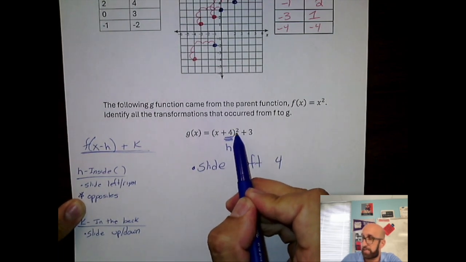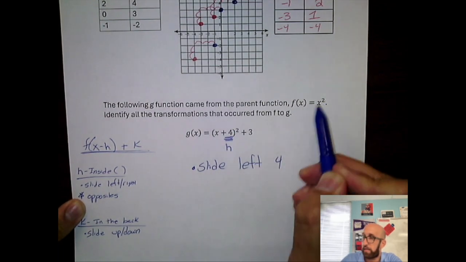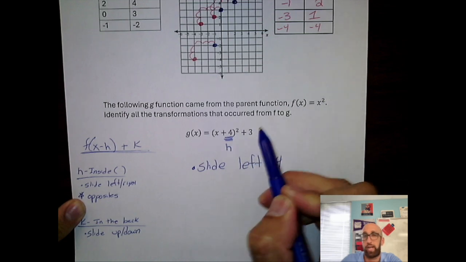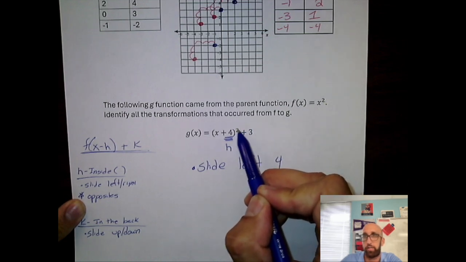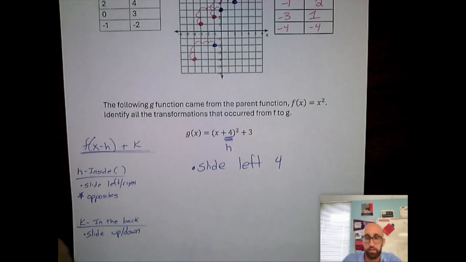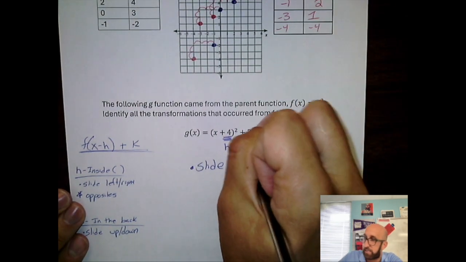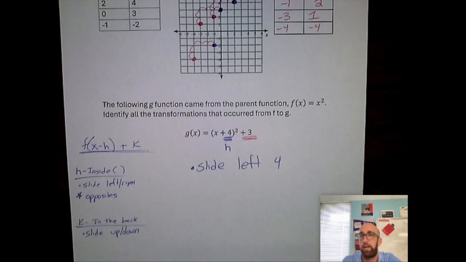The next number I see is that tiny 2, which is the square. That's just what makes this graph a quadratic. That is not one of my transformations. That little exponent is not one of my transformations. And then the other number I see is this 3. So I got to explain that 3.